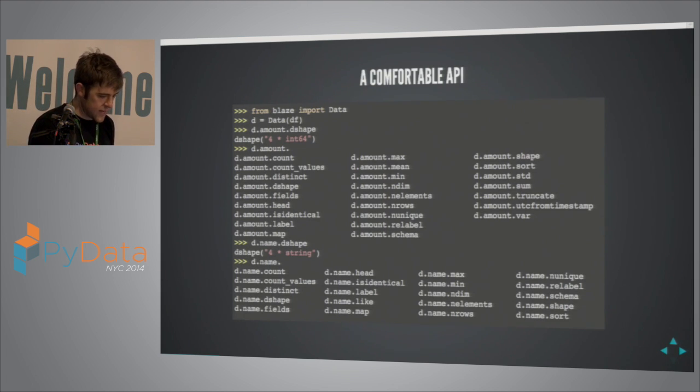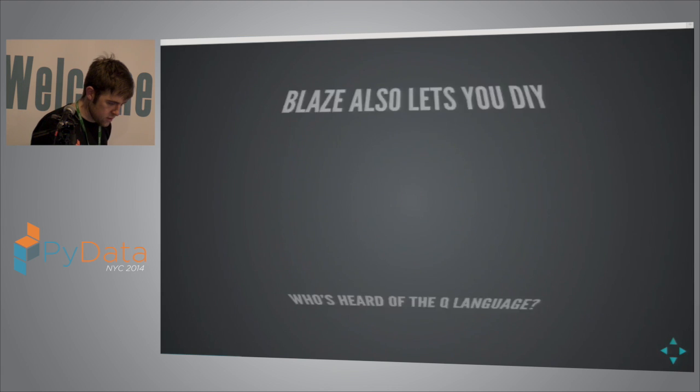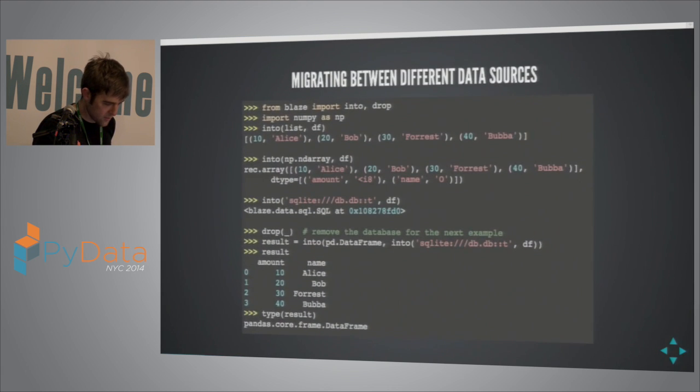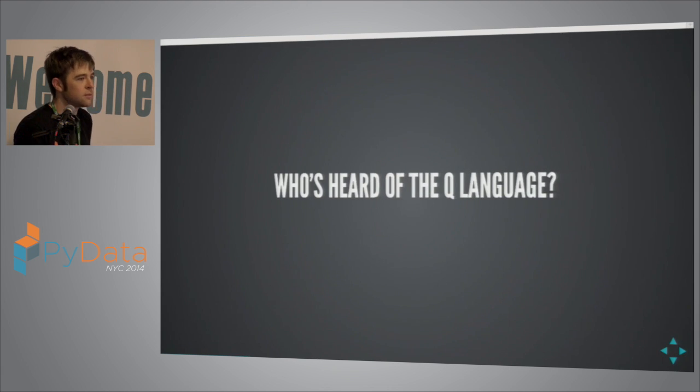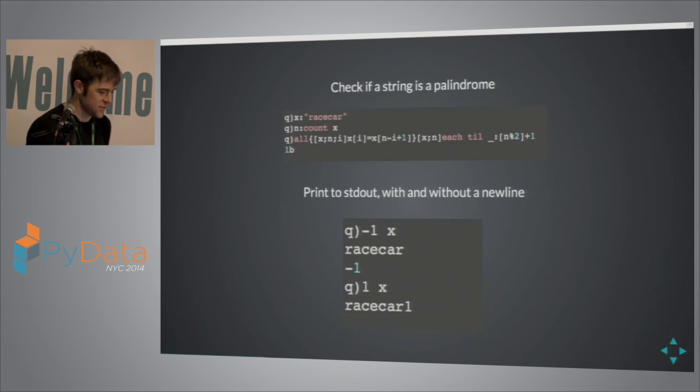Okay, so that's that. As Matt mentioned, Blaze also lets you do it yourself. So if you have a backend, something you're interested in, and you want to create a backend for Blaze, it's pretty easy. Who's heard of Q? 3, 4, 5, 6. Okay, so that's more than I expected. I expected maybe 1 or 2. Q is a language heavily used in finance, and here are a couple of examples of canonical Q.